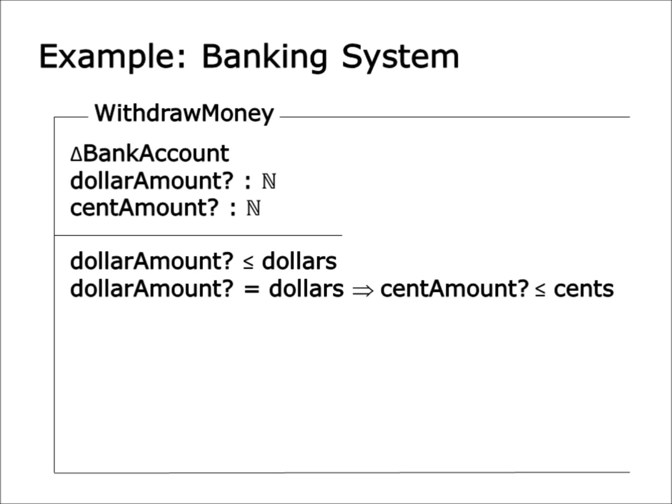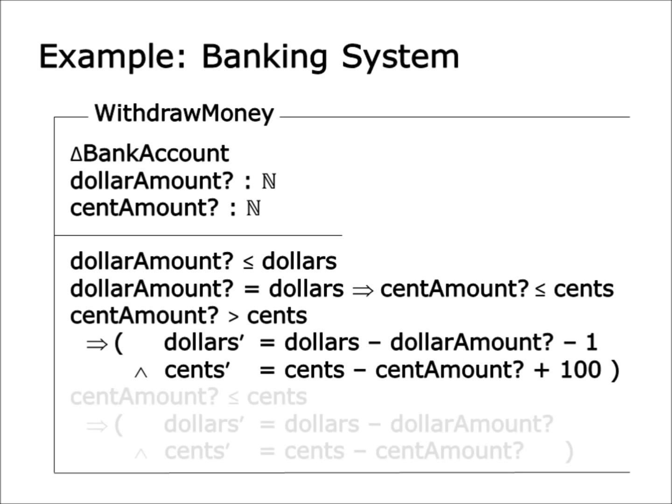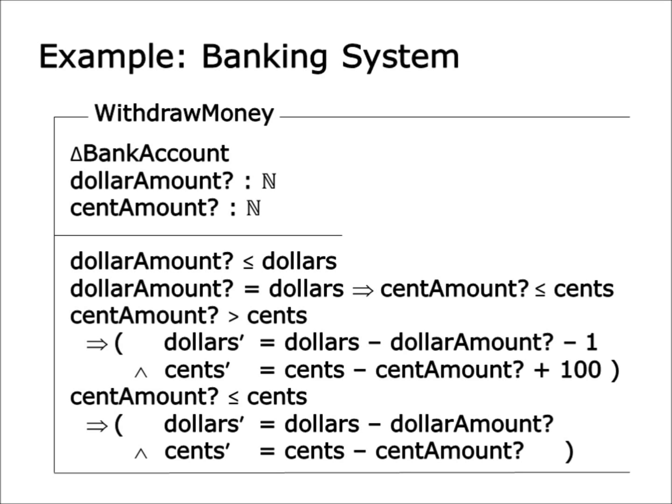Next, we specify how the data elements of the state should transform upon a withdrawal of money. Depending on whether the number of cents withdrawn exceeds the number of cents available, we select the right relationship between the before and after states of the data elements. Notice how, in an operation schema, the data elements in both the before and the after state are included into the schema by the bank account declaration.